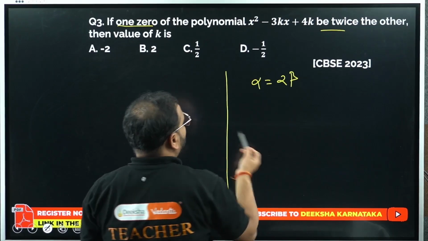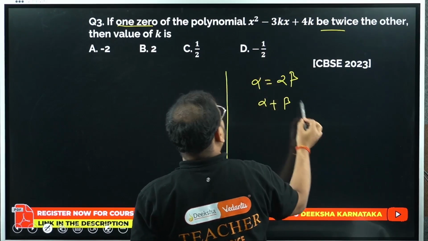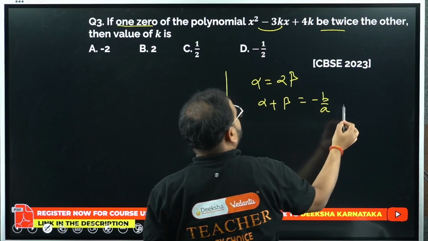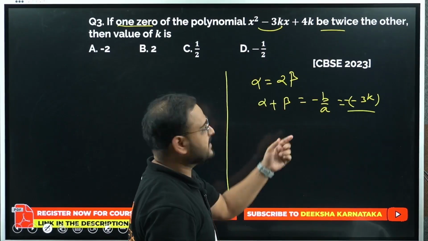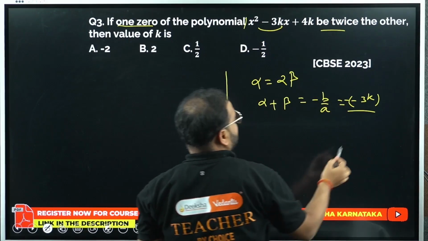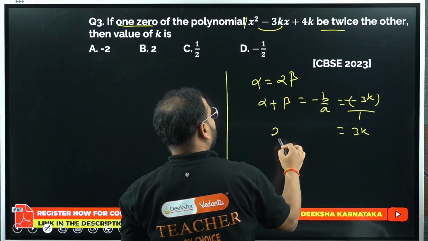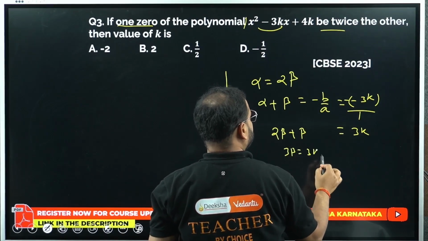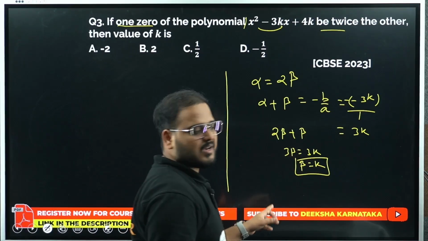Correct, right? So what's the sum going to be? Alpha plus beta. How much is that? The formula gives minus b by a. What is minus b? Minus of minus 3k, because b is minus 3k. Please compare: b is minus 3k. What is a? 1 is multiplied here. So 1. What is the answer? Plus 3k. And alpha is also 2 beta. So 2 beta plus beta equals 3k. Means 3 beta equals 3k, which means beta equals k. So this is the sum. What about the product?